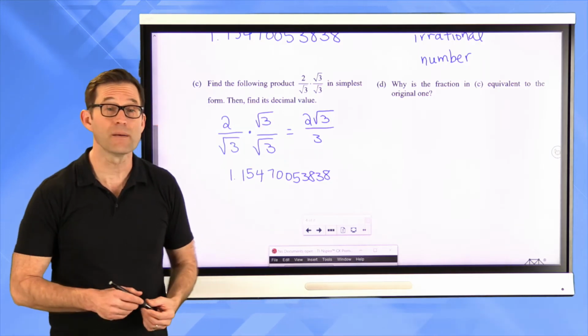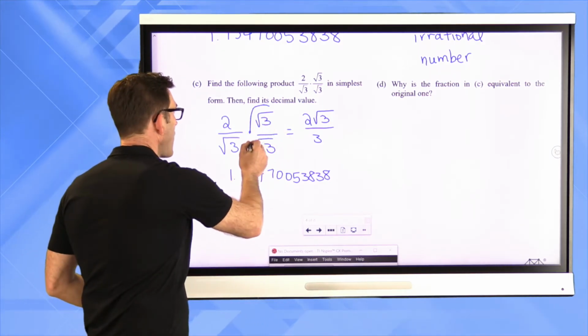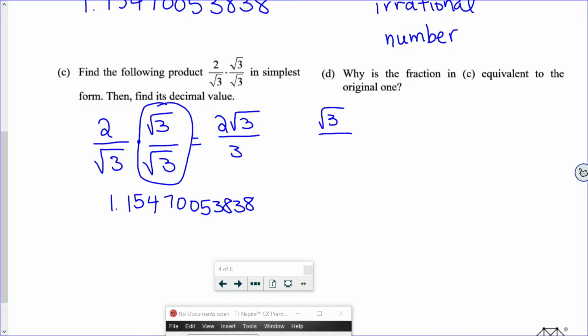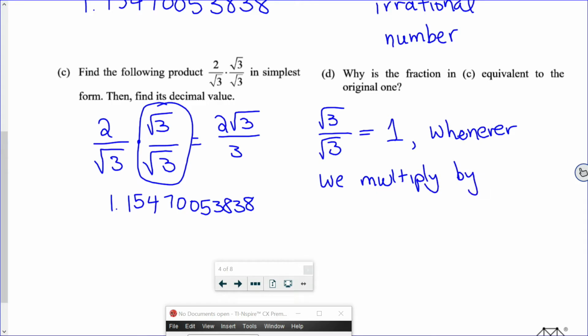Oh, well, it's really simple. It's all about this fraction. The square root of 3 divided by the square root of 3 is equal to the number 1. And whenever we multiply by 1, it doesn't change anything.